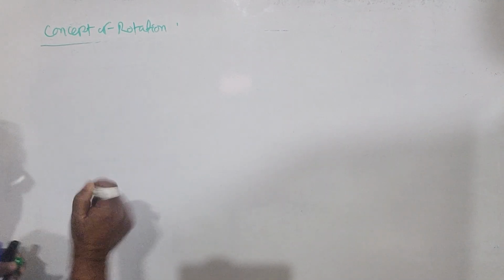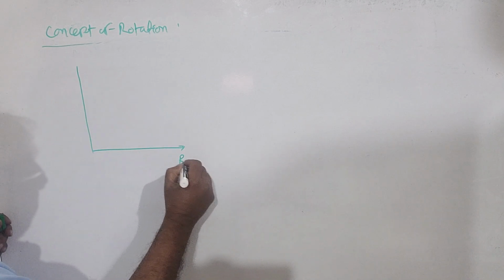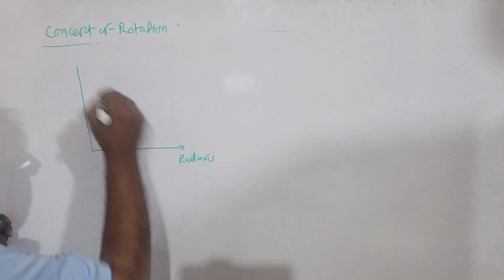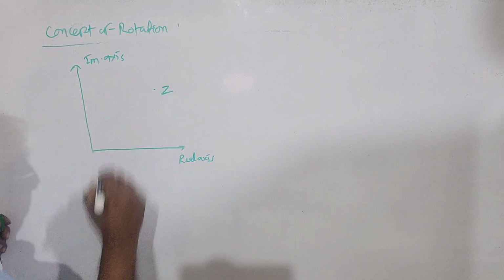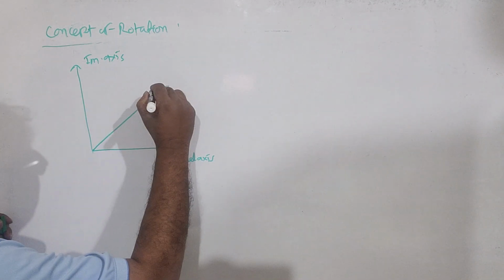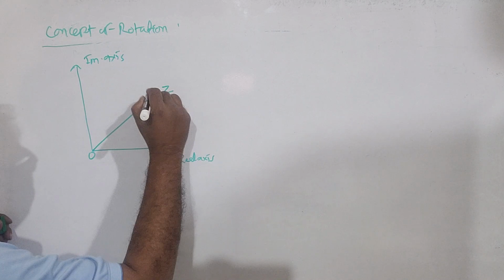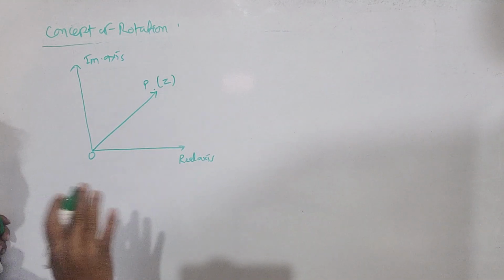Hello everyone. In this video we will see the concept of rotation in complex algebra. First of all, you should remember that in the Argand plane, this is your real axis, this is your imaginary axis, and this is your complex number. Every complex number is represented by a vector. So this vector OP is represented by the complex number Z.